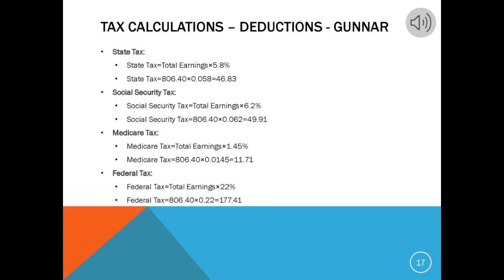Lastly, on the deductions, we're going to be looking at Gunner's. His total earnings is $806.40. For the state tax, we're going to multiply that by 5.8%. So for him, state tax, $46.83. Now for the Social Security tax, we're going to be taking the total earnings times 6.2%. For him, it's going to be $49.91. For his Medicare tax, we're going to be taking total earnings times 1.45%, which equals $11.71. And lastly, for the federal tax, we're going to be taking total earnings times 22%, which equals $177.41.